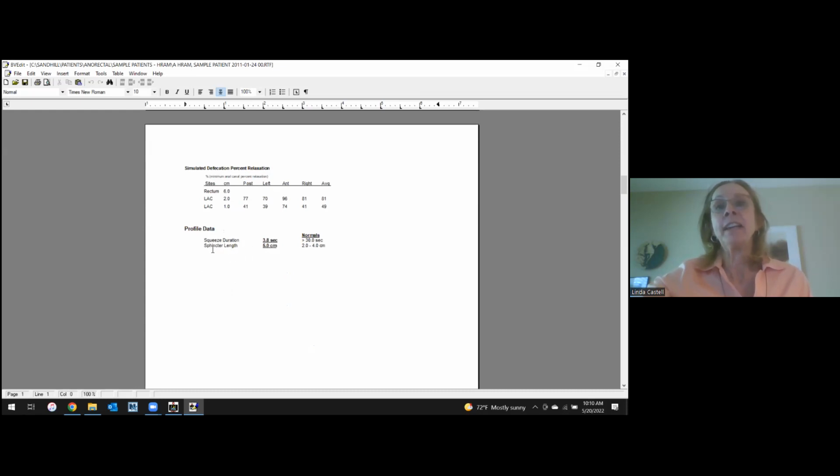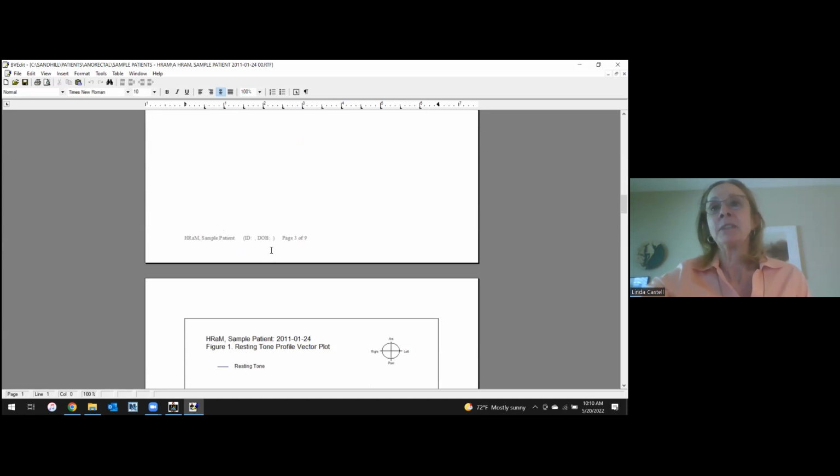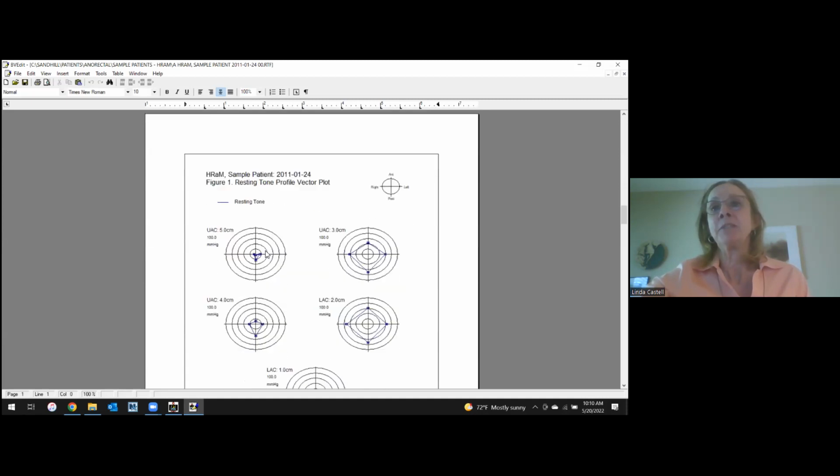It's recorded again here, and it's also giving us our sphincter length. So this is a 5 centimeter long sphincter. Males have a longer sphincter, so I'm going to assume that this is a male patient, but who knows?